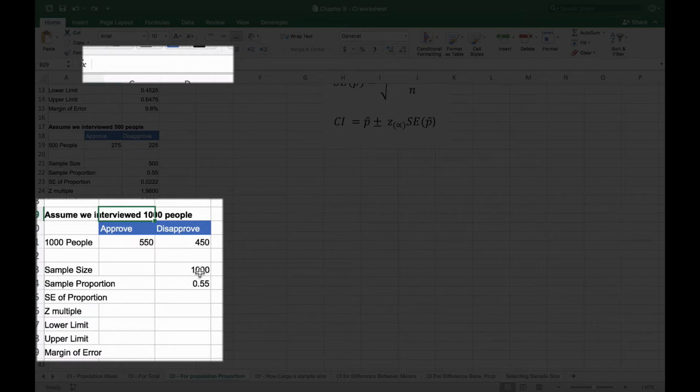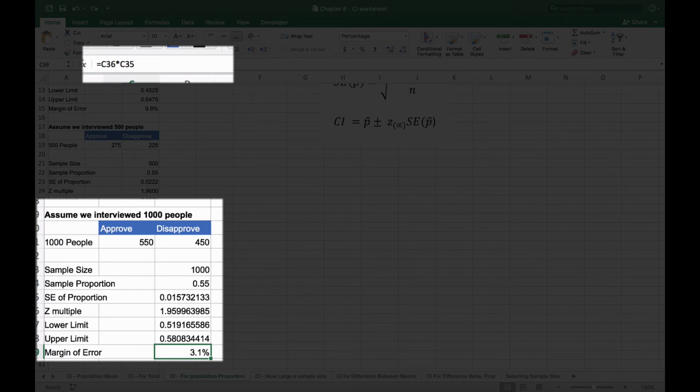So we change our sample size to 1,000. We do our sample proportion of 0.55. Now we'll recalculate the standard error of the proportion. And you can see that from here it went from 0.02, now it's down to 0.015. We will carry our z multiple, which is 1.96. And we will calculate the lower limit as 0.519 and our upper limit as 0.58. And so that reduces the margin of error from 4.4% to 3.1%.